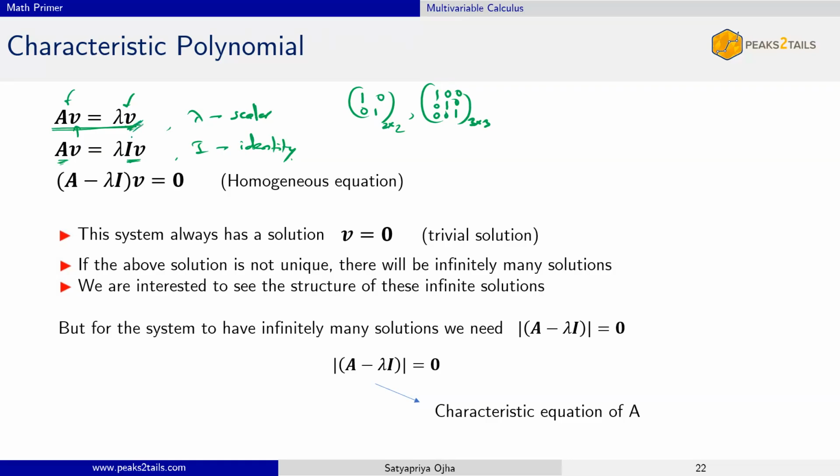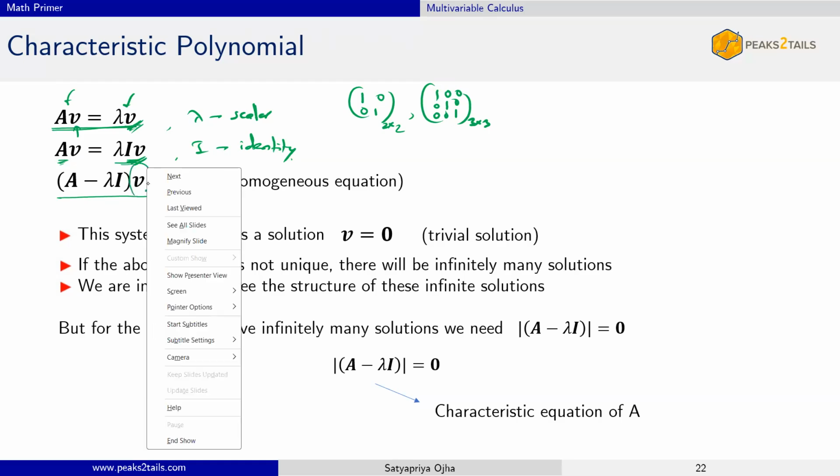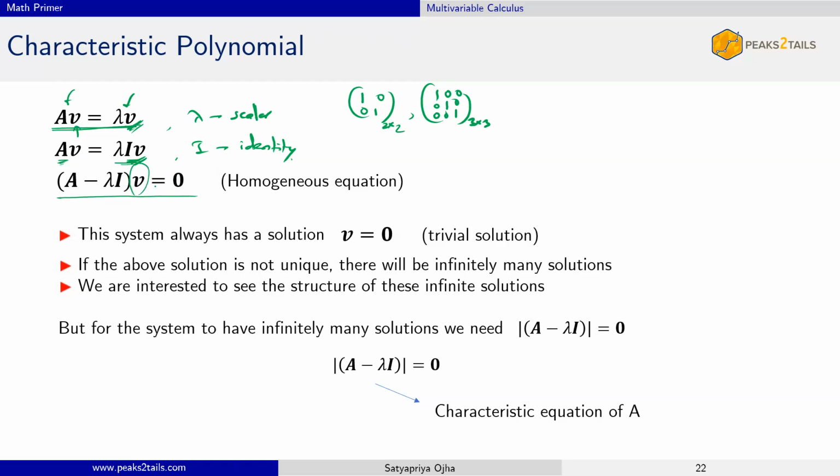So no issues writing V as IV, multiplying I does not change V, so I can write that, right? And take this one to the left hand side. We get this equation. A minus lambda I whole times V is equal to 0. Now, this is also a matrix. Correct? Matrix subtraction, A minus lambda I.